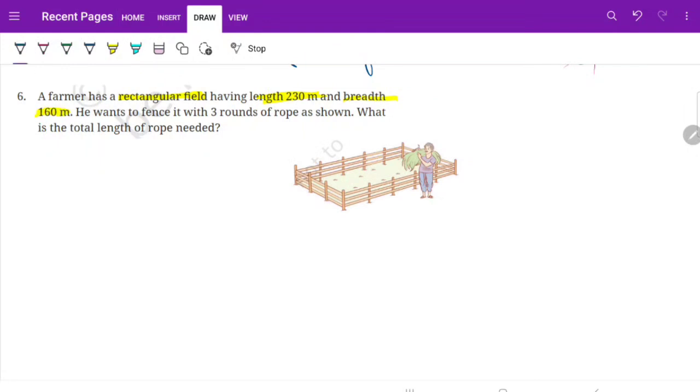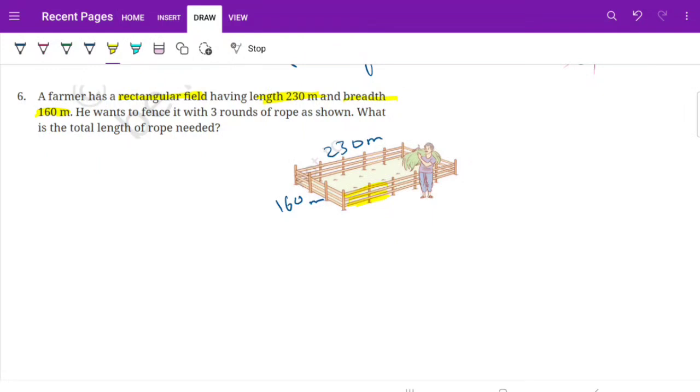The shape is a rectangle, length 230 meters. What about the breadth? 160 meters. So we write here 160 meters. Now he wants to fence it as shown in the figure. He wants to fence it with 3 rounds of rope. If you see here in the figure also it is shown, no? 3 rounds of a wire or something like this, of a rope. Here it is given as rope rather. What is the total length of the rope needed?